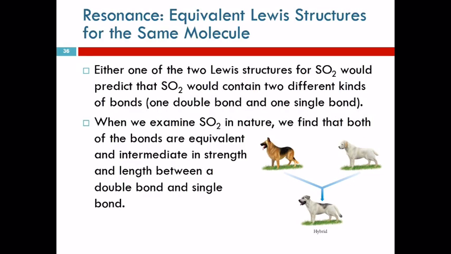If we had either of those being correct, or if it jumped back and forth, we would observe that one of the sulfur-oxygen bonds was shorter than the other, because double bonds are shorter than single bonds. But that's not what we see when we examine an SO2 molecule. The bonds are exactly the same length as each other. And so what it is, it's an intermediate or a hybrid.